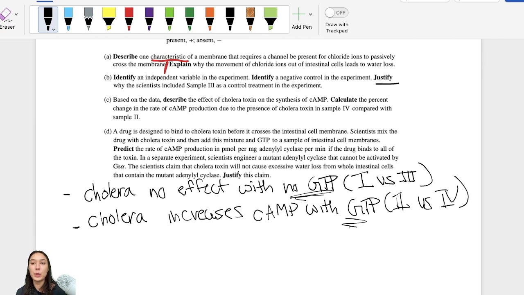Okay, so the next part of the question says, calculate the percent change in the rate of cyclic AMP production due to the presence of cholera toxin in sample 4 compared with sample 2.